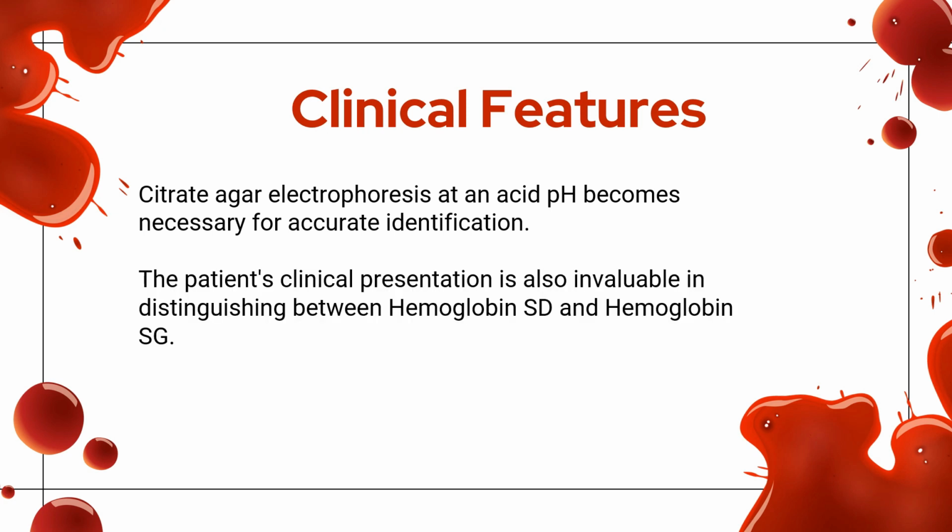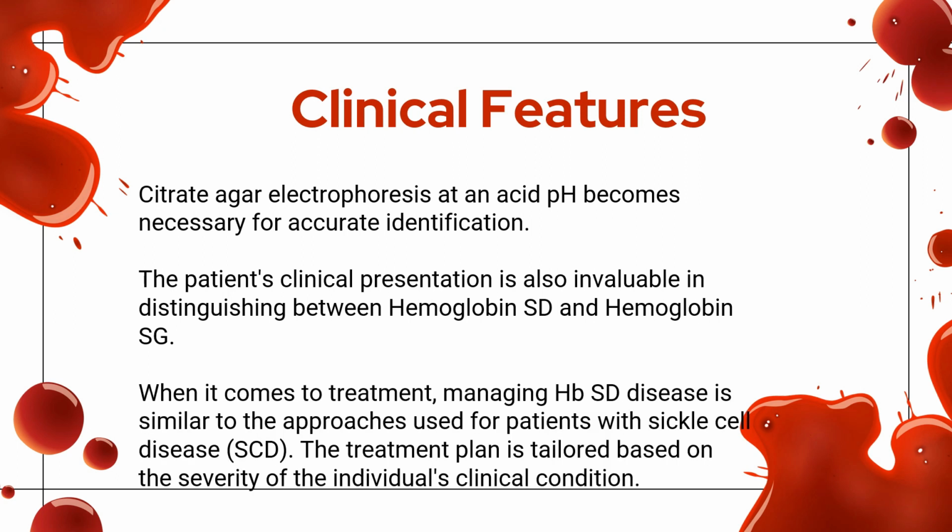Furthermore, considering the patient's clinical presentation is also invaluable in distinguishing between hemoglobin SD and hemoglobin SG. Understanding the individual's symptoms, medical history, and associated complications can aid in making an accurate diagnosis. When it comes to treatment, managing hemoglobin SD disease is similar to the approaches used for patients with sickle cell disease, SCD. The treatment plan is tailored based on the severity of the individual's clinical condition.